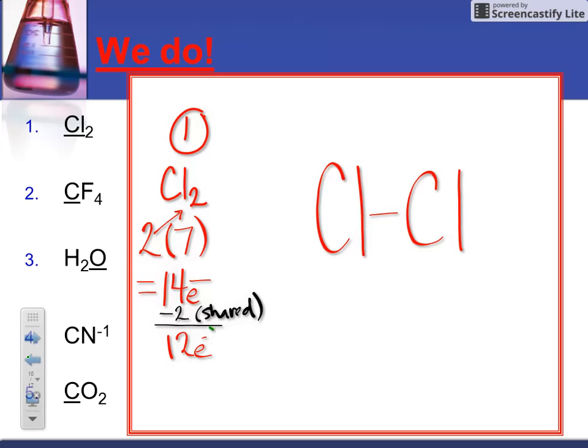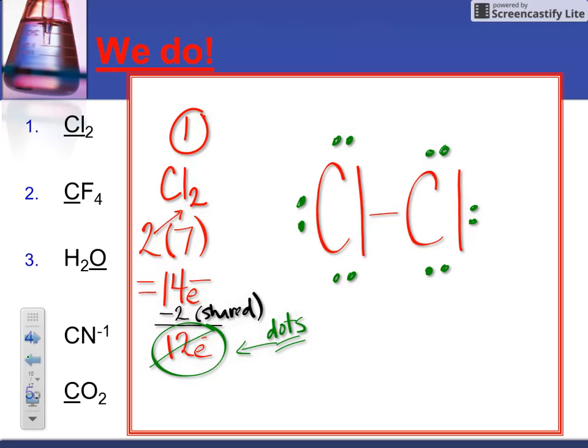So when I start distributing my 12 electrons around my chlorine, I'm going to make sure that before I leave the chlorine, I will have finished his octet. So I'm going to start putting these as dots. These are the dots because they are not being shared between the atoms. So 1, 2, 3, 4, 5, 6, 7, 8, 9, 10, 11, 12. I placed all 12 of my electrons that were remaining around the chlorines.